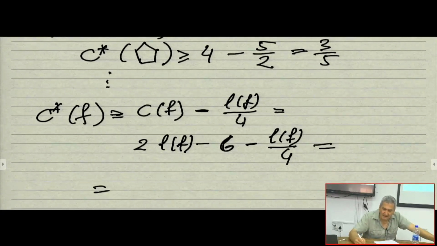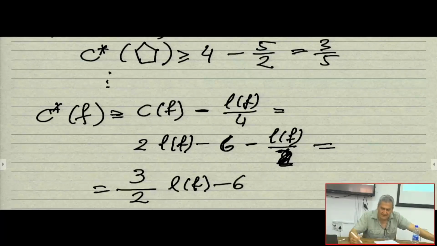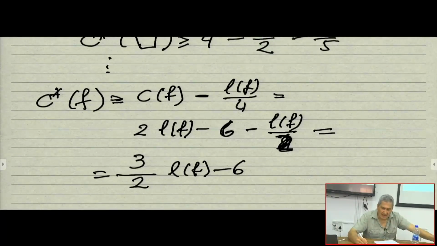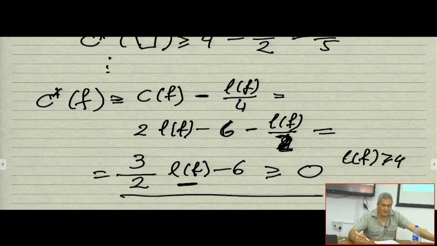That will be like, half. Yes. Okay. So we're going to have 3 over 2 times the length of f minus 6, and this is bigger or equal to 0, because f is at least 4. For f with length at least 4, as L increases, it's even bigger. So, and this is the end of the proof, yeah?